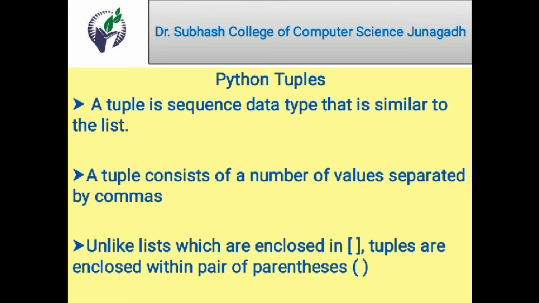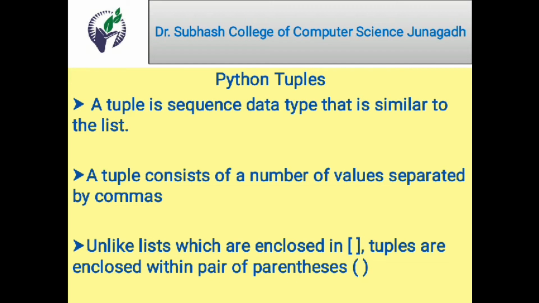That is similar to the list. As we have seen, in list there are various data types that we are storing, separated by comma. Same way here it is possible to store all this in a tuple. A tuple consists of a number of values separated by comma. Same way, again it is similar to list. In list also we are storing values separated by comma.